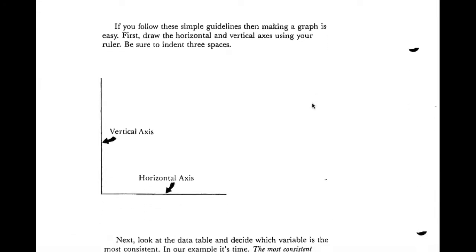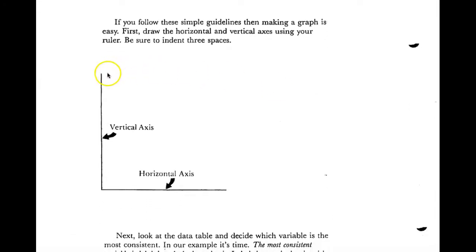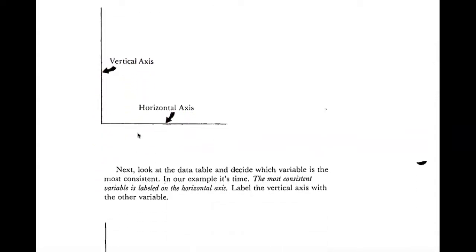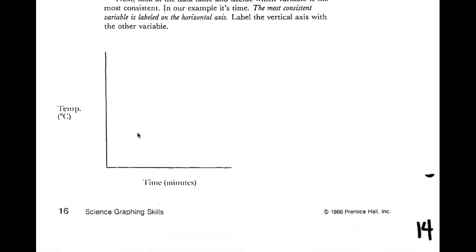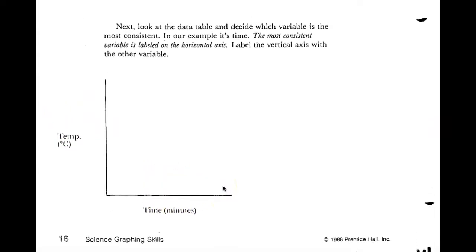Okay, here's your different axis. When you draw your graph out, you always want to make sure you make the lines right here. The horizontal is always the one that comes across. The vertical is always the one that comes up and down. Notice how they added in the variables. The one that comes up and down is the temperature, and the time is the one that comes across the bottom.